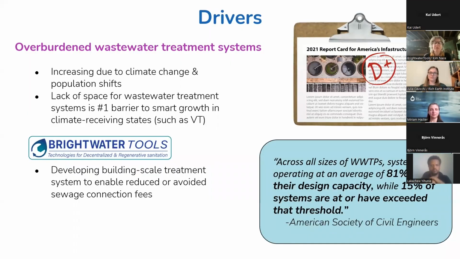So some of the drivers in the U.S. are overburdened wastewater treatment systems. As we do our research, it's kind of amazing to realize that 81% of our wastewater treatment systems, or our resource recovery systems, as we want to call them, are at design capacity, and we have 15% of them that are already at or exceeding that threshold. So there's a real strong need for our infrastructure to be upgraded. As you can see, we have a D+ on our Americans report card in 2021 for the infrastructure, for the wastewater. That's not so good.